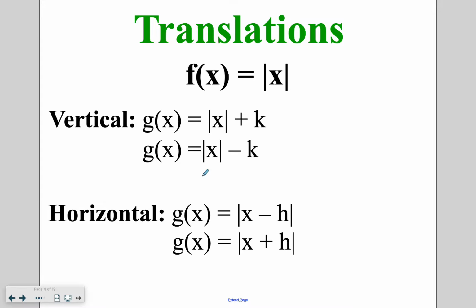We're going to start with the translations. These are the h and k values. If there is a plus k on the end of the expression, that is going to move the graph up. If it is minus k, that is going to move it down. If it is going to move horizontally, subtracting the h is moving it to the right, and adding the h is going to be moving it to the left.